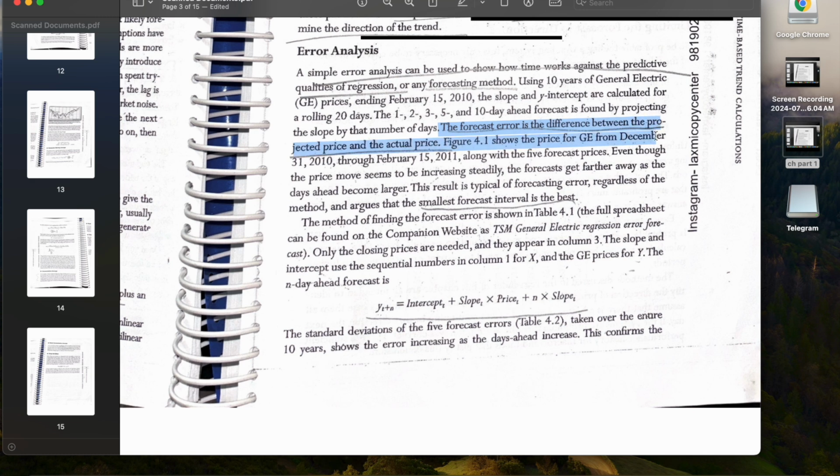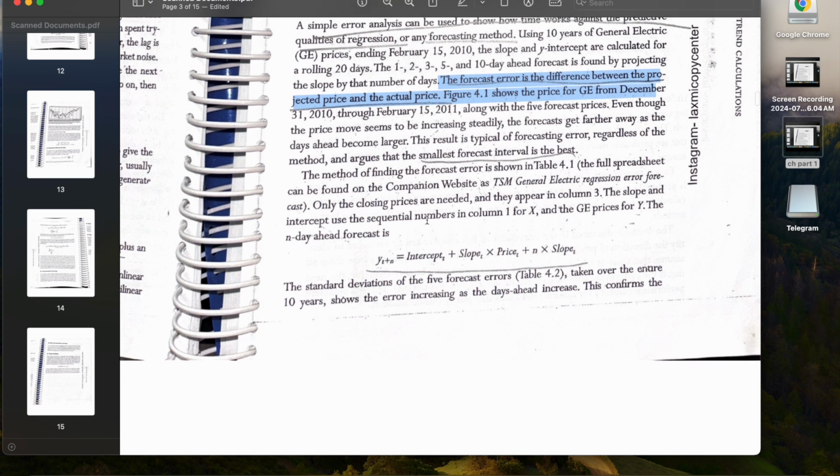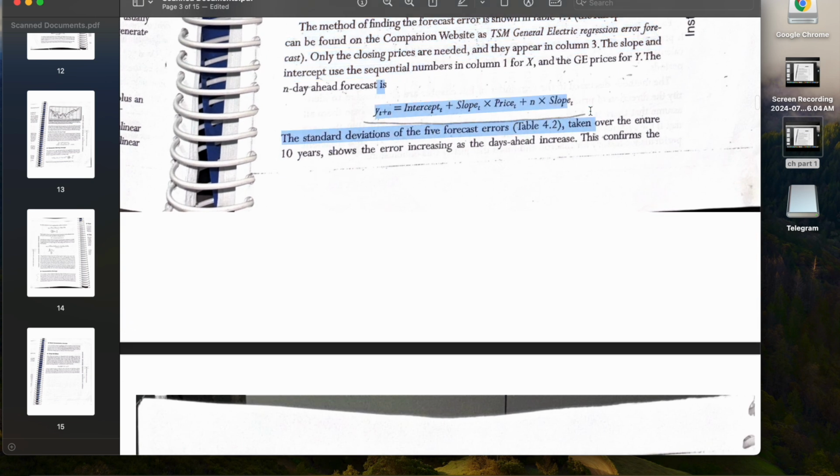So what we predict or project from before, and what the actual price is on the day you have forecasted, that difference is known as the error. The projected price means what we had assumed it would be, and the actual price is what it was. The difference between the two is basically the error. So keep that in mind. So that's it about our intercept and slope price.